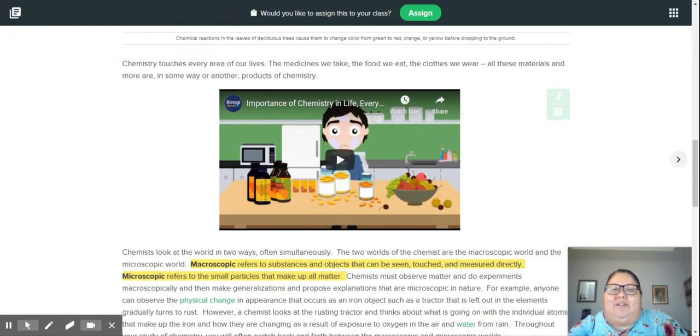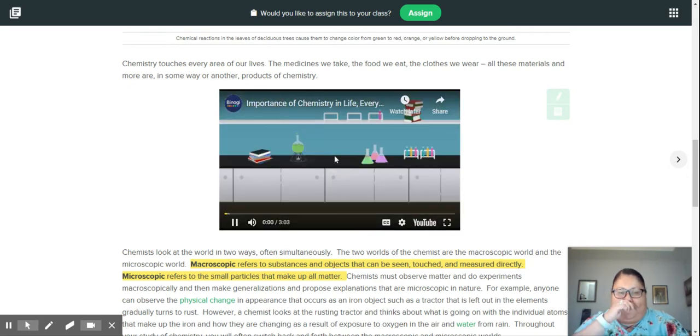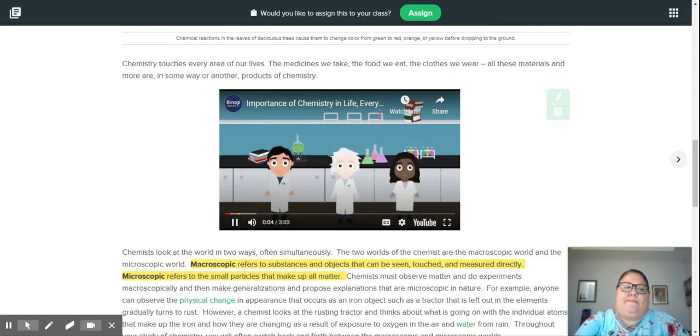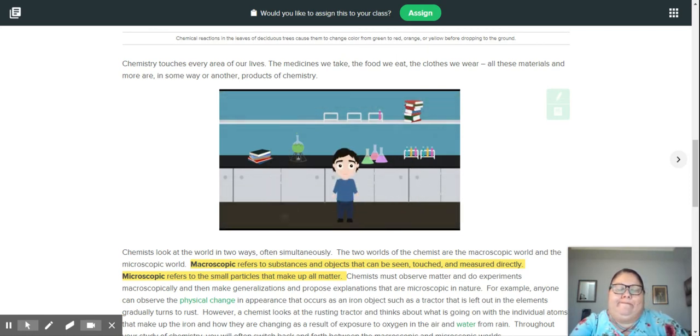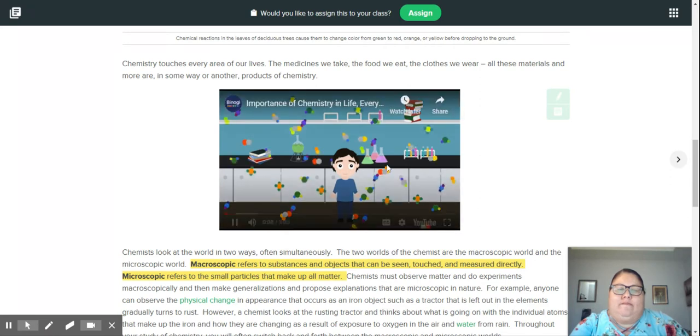Chemistry touches every area of our lives: medicines we take, the food we eat, the clothes we wear, all the materials and more are in some way or another products of chemistry. Does chemistry seem like the kind of thing that only old people in white coats can do? We're actually all chemists. Even our bodies are made of chemicals.